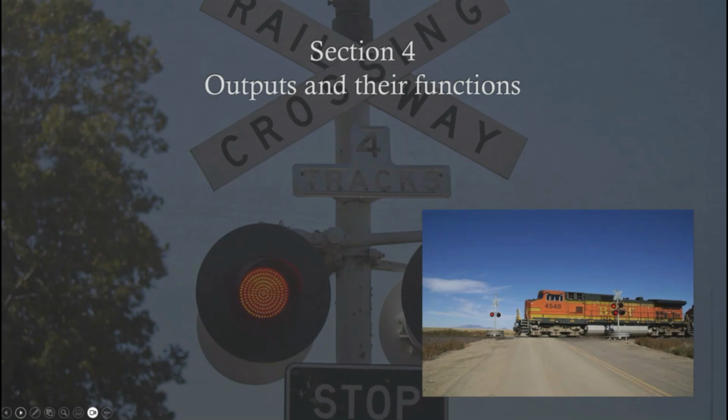Now, section 4, outputs and their functions. And I like this slide because it's a great example of control logic. For example, what do you see at a railroad crossing? Well, you have the lights, obviously, like they show here in the picture on each side of the track, indicating that a train's coming.